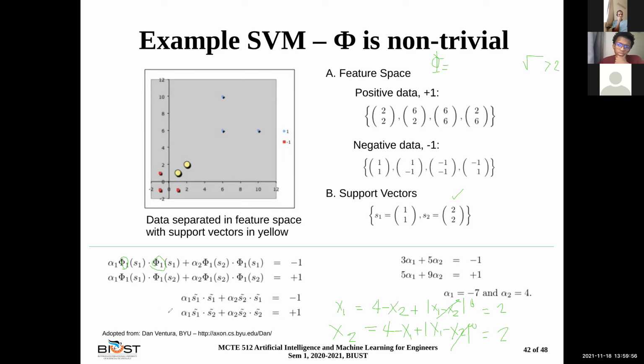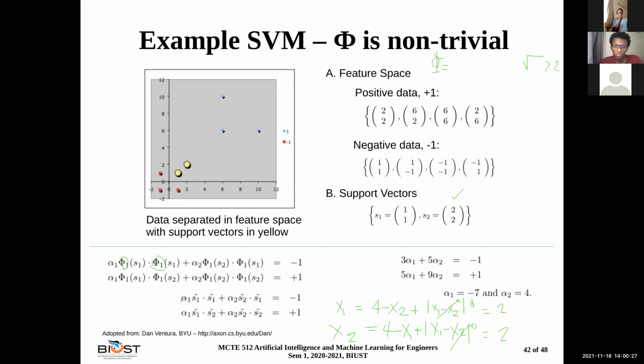Okay, so here the support vector remains 1, 1, because that is not applied with the transformation function, because the norm is less than 2. Here, the S2 remains the same also. It becomes 2, 2, by this computation. So here, this is 1, 1, 1, 1, and 2, 2, 2, 2. So now, can you please compute if these are the correct values?